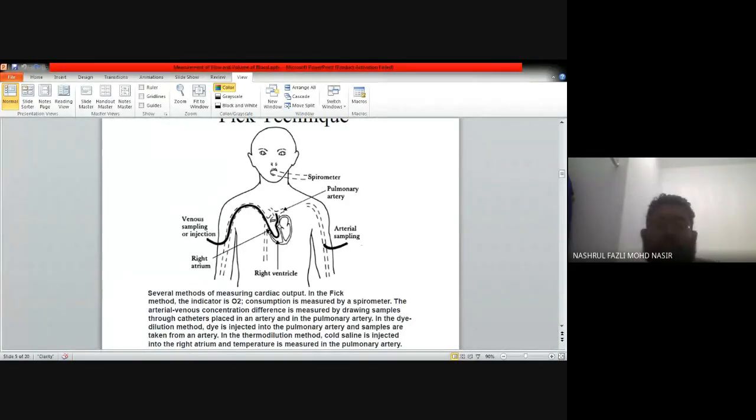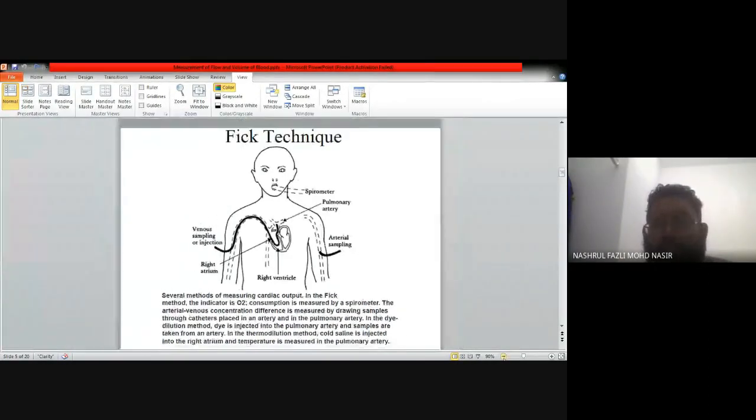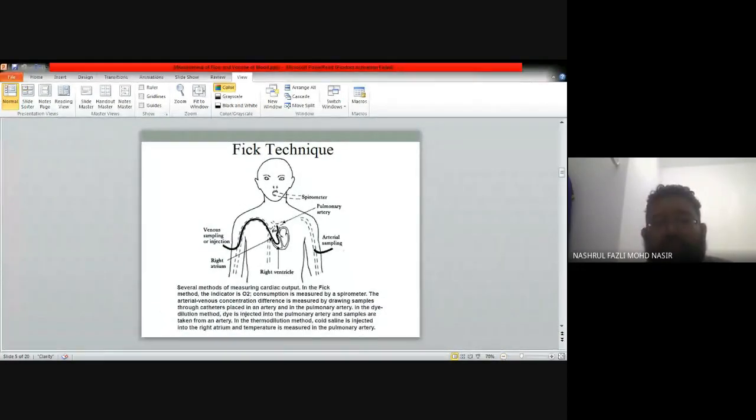So this is the same. I need to make it a bit smaller. Hope you can see better. So you have the arterial sampling here, and the venous sampling here. This is very invasive, and then you put in the spirometer to measure the oxygen. The methods of measuring cardiac output. I hope you are not lost. Fick's law is equal to just now. This F.